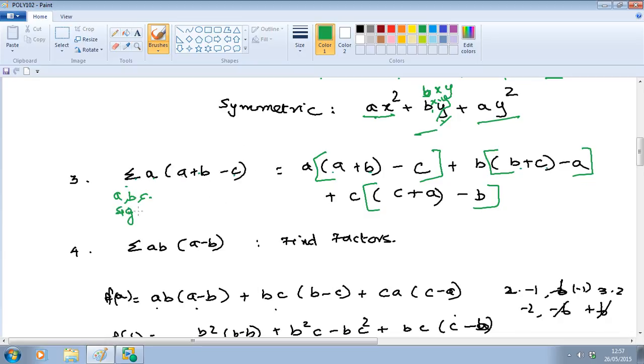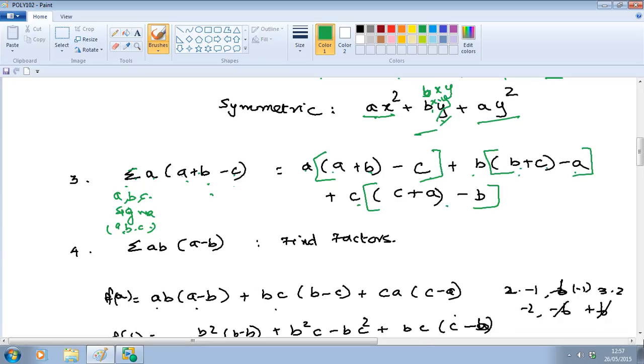So it's a sigma over a, b, c. The sigma notation is used where a particular pattern is there. It is a cyclic order. See, after a, b comes. After b, c. Here b, c means then a. Here c, a means then b.